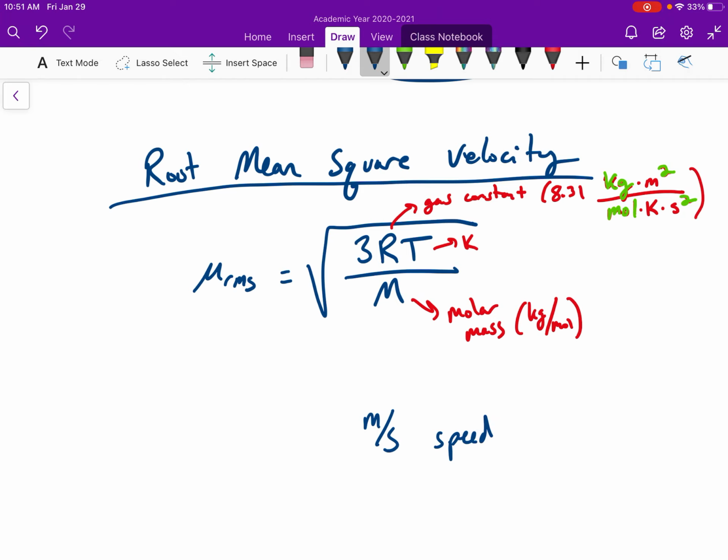So if someone's asking you to actually calculate the average speed of, say, the nitrogen particles in the atmosphere right now, then as long as you know the temperature and you know that it's nitrogen, you can just plug in and calculate the velocity that a nitrogen atom is moving at in our atmosphere right now. You just plug in room temperature, which is about 300 Kelvin, times R times 3, divided by the molar mass in kilograms per mole. Nitrogen is 28 grams per mole, so that'd be 0.028 kilograms per mole. And then you'd have the speed, okay? That's just a quick way to calculate speed of a gas.